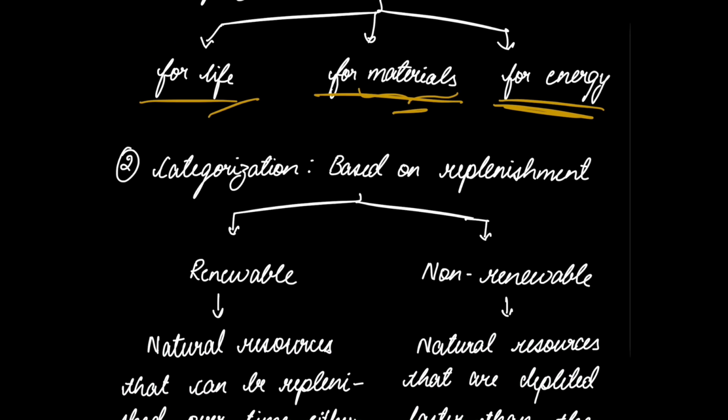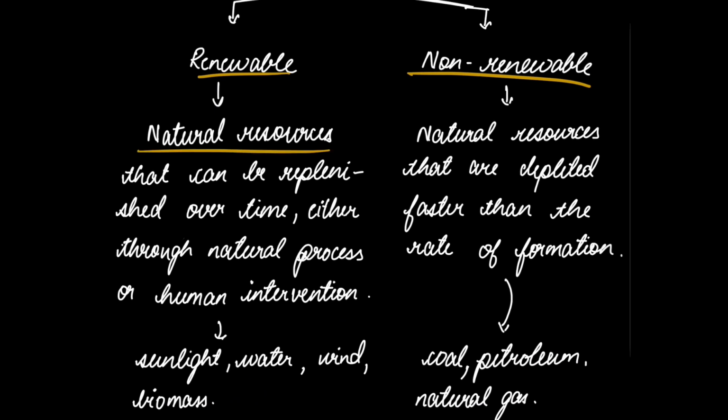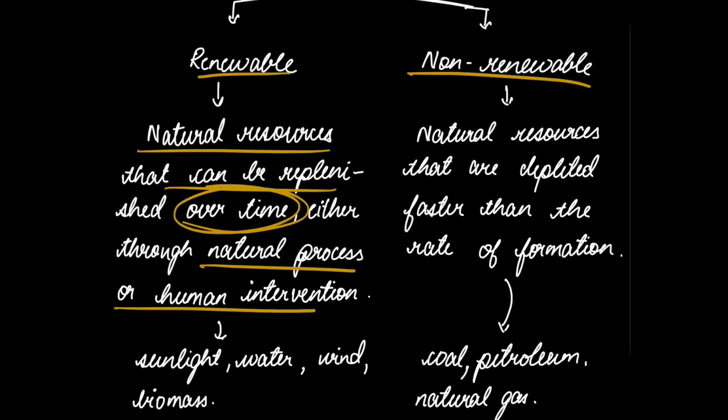And the next categorization is based on the replenishment. So the first is renewable and the second is non-renewable. Renewable resources are the natural resources that can be replenished over a particular stipulated period of time, either through the natural process or by human intervention. In any of the ways, if it can be replenished, then it will be renewable. It can be renewed. That is the meaning of renewable.